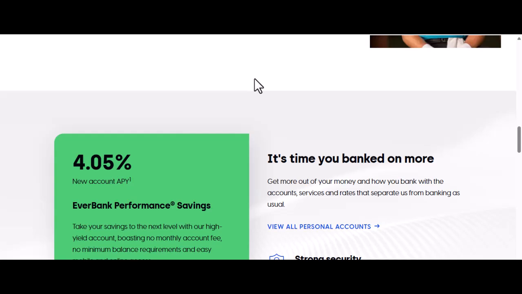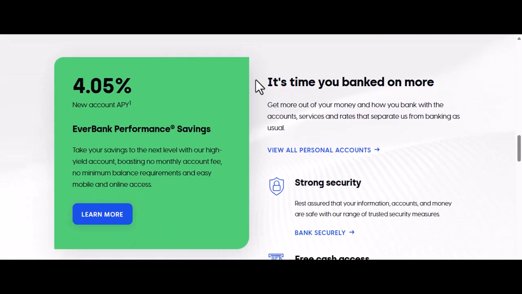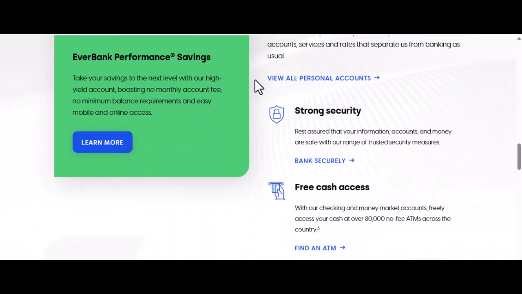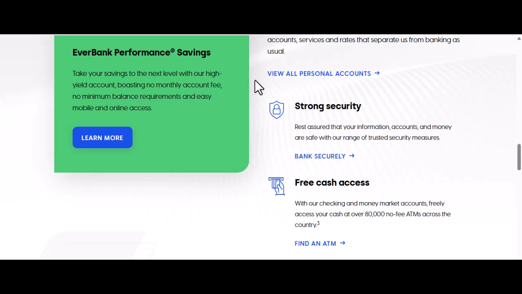You can apply to open this account online. You'll need standard information like your name, address, date of birth, and social security number. Step 2. Fund your account. Once your cash management account is open, you need to send an opening deposit. EverBank makes this easy with a few options.